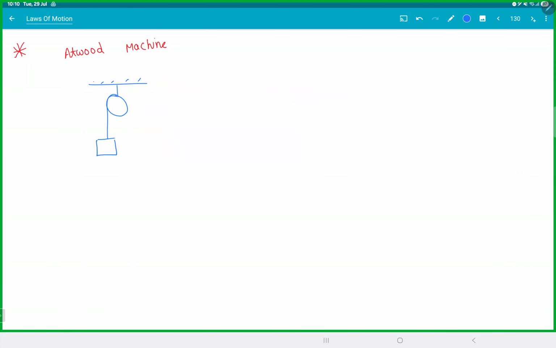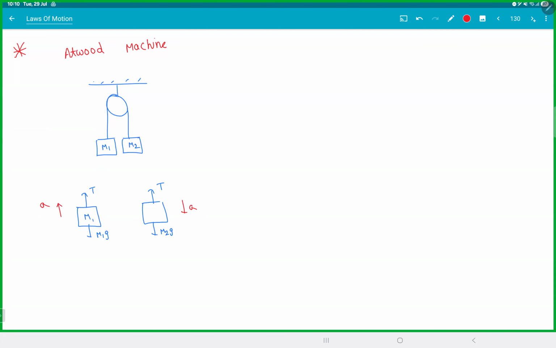Now for simplicity, I will take it as M1. I'll take it as M2. So I'm getting a more generalized result. So what to do? Step one, draw the FBDs. So tension T, M1G. Tension T, M2G. Step two, define your accelerations. I will assume M2 is going down. That means M1 should go up.